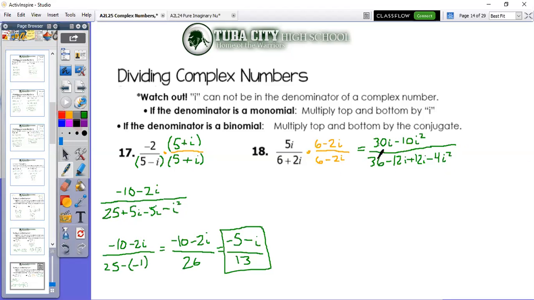Now let's try our best to simplify this. 30i minus 10i, and I get 36 minus 4 times negative 1, because don't forget negative 1 is the equivalent of i squared, and these cancel each other out. The two middle terms of 12i, 12i minus 12i, that's going to be nothing left. So I get 36 plus 4. Let me go ahead and write the next step. So 30i minus 10i over 36 plus 4 is 40.